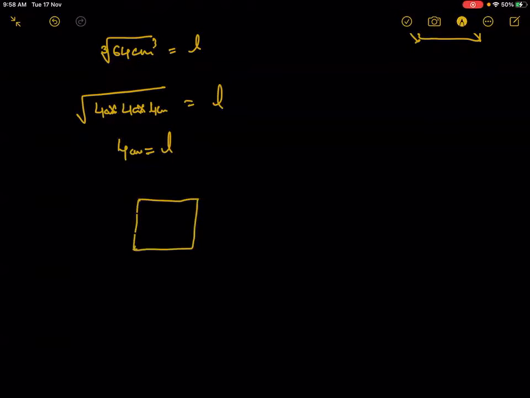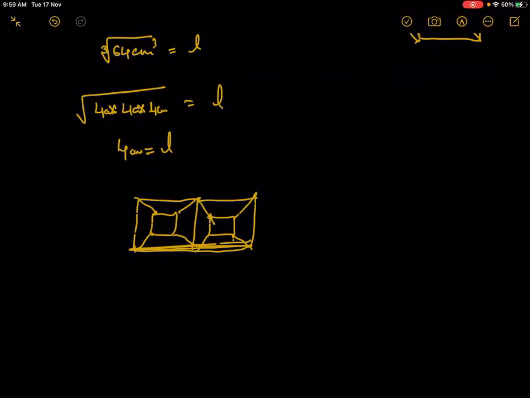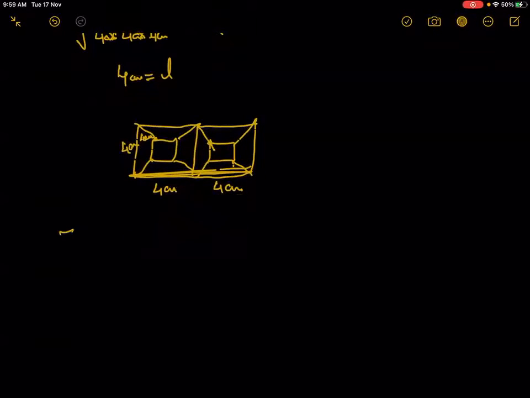Two cubes are joined. You can see if these two cubes are joined end to end, then breadth and height should be the same, but length 4 centimeter plus 4 centimeter becomes 8 centimeter. Now this is in the shape of a cuboid. So very easily we can find the total surface area of the cuboid.